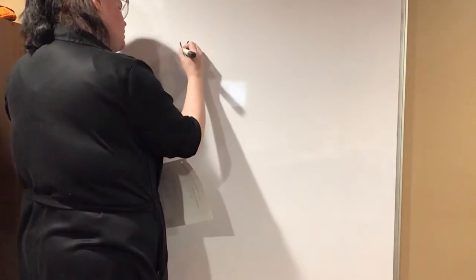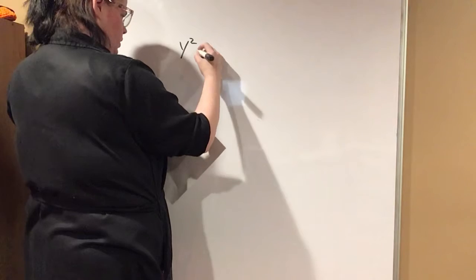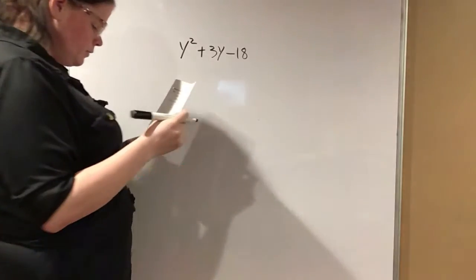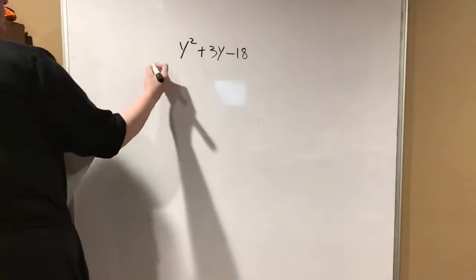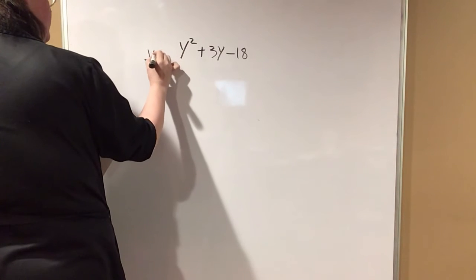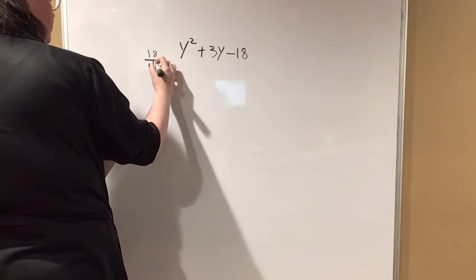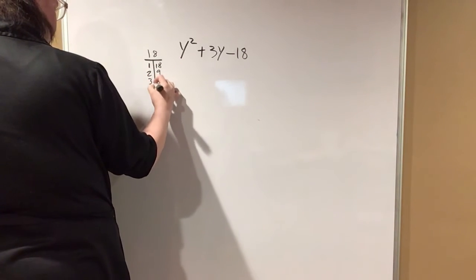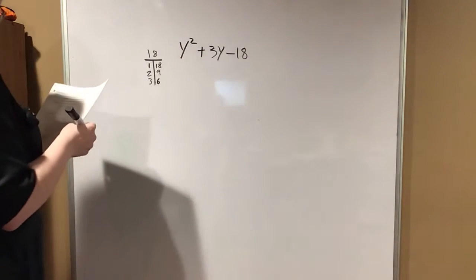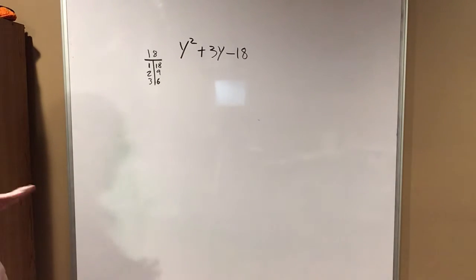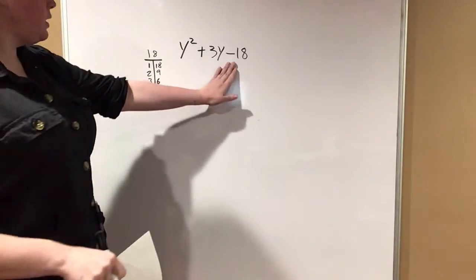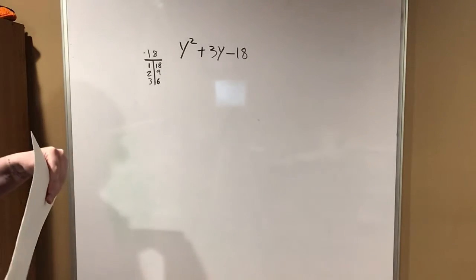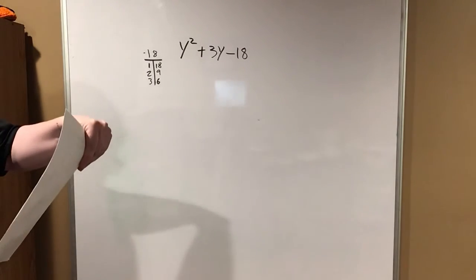So if we're given y squared plus 3y minus 18, let's write down our factors of 18 over here. I have 1 and 18, I have 2 and 9, and I have 3 and 6. Okay, so looking through this, I need something that will multiply to get me a negative 18, but add up to get me a positive 3. So looking at that, what do you think we're going to have to do?